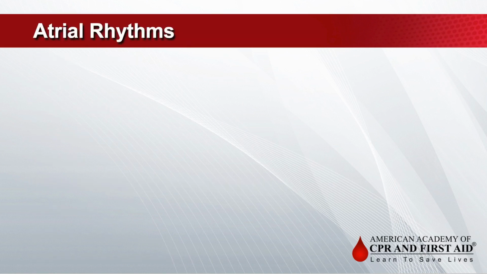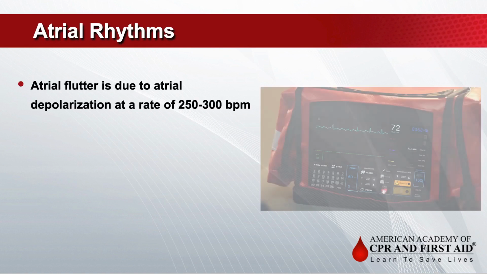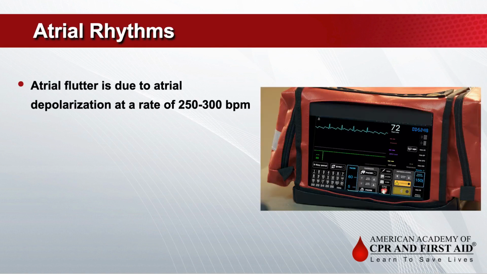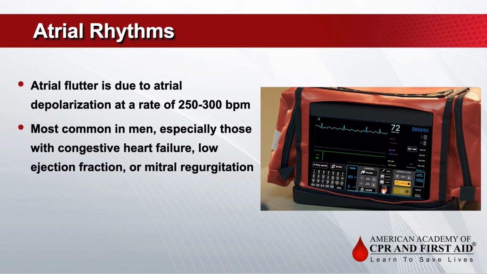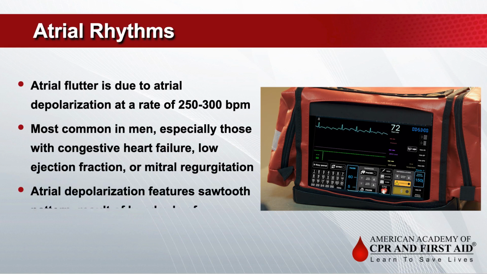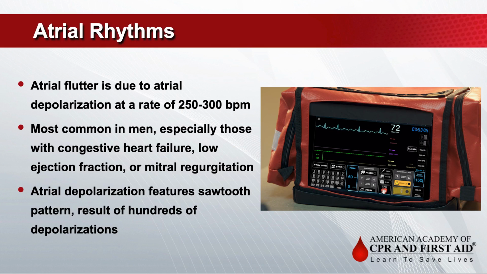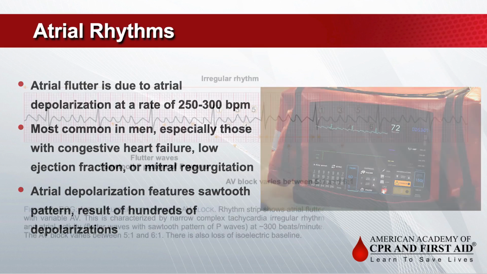One of the easiest to recognize is atrial flutter, which is due to atrial depolarization at a rate of 250 to 300 beats per minute. It is most commonly seen in men, especially those with congestive heart failure, low ejection fraction, or mitral regurgitation. This rhythm features a sawtooth pattern, which is the result of hundreds of atrial depolarizations. The ventricles cannot fire that quickly, so they follow a slower rate.